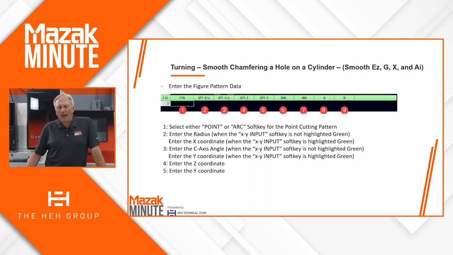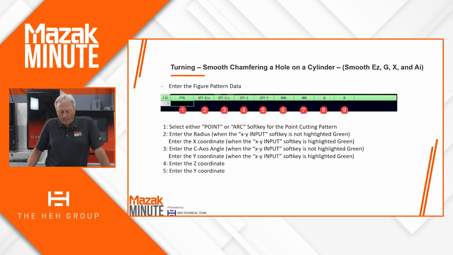Coming down to the figure pattern, you're going to see when we're machining on the OD cylinder of the part, you're going to have a selection of either point or arc. In the example we're going to be doing today, we're going to go ahead and choose point. The diameter of the part that I'll be machining is a 1-inch diameter piece of stock, so I'm going to enter the radius of 0.5.